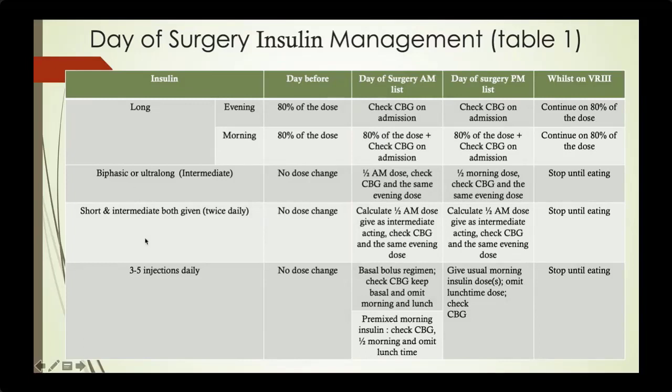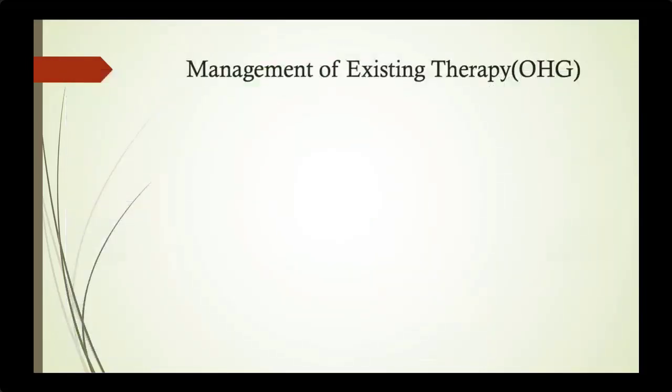Again, if they have short and intermediate-acting insulin, they do the same. They have half the morning dose on the same day, but the day before they do nothing. The same goes for the short-acting drugs. They make no change in the dosing the day before, and then they check the blood sugar in the morning and omit the morning dose, or omit the morning and lunchtime dose if they are done in the afternoon. So basically that's what they do with their insulin requirements on the day of surgery.